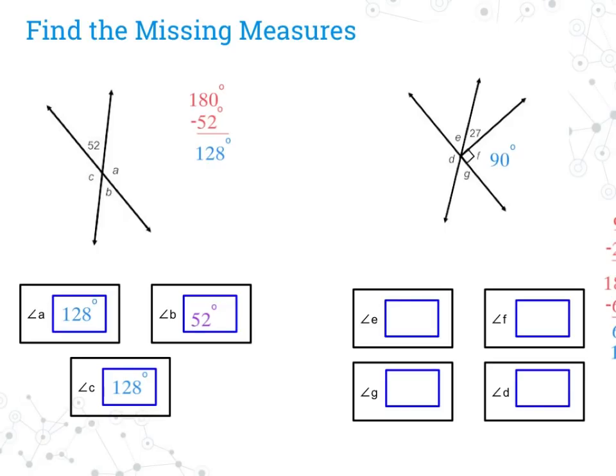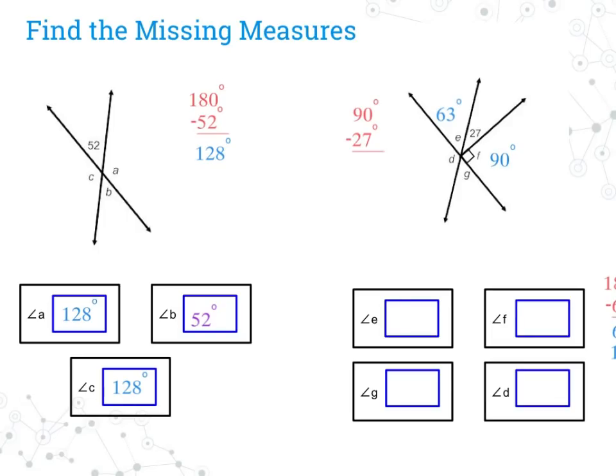Now I have to pick another angle to find, and I notice that angle E with 27 forms another right angle. So I know that those are going to be complementary. If I take 90 degrees and subtract the 27 degrees, the amount that's left over will tell me what is there for angle E. So 90 minus 27 is 63 degrees, so I know that angle E is 63 degrees.